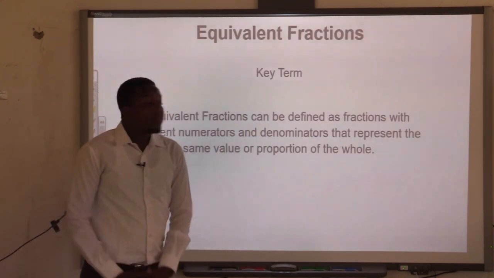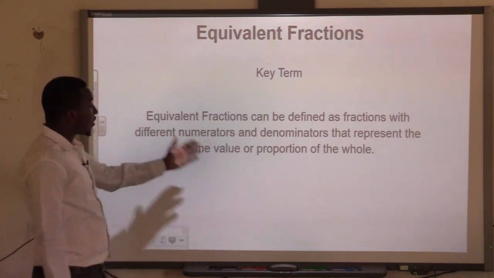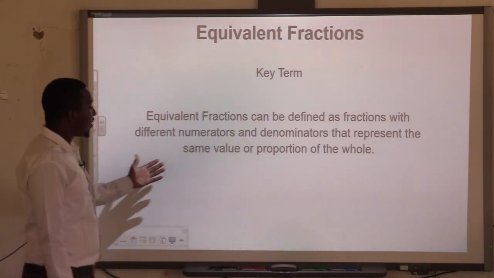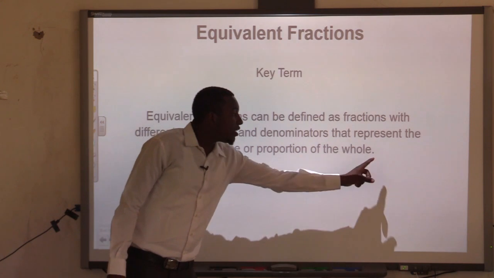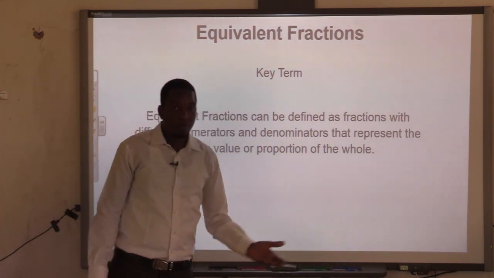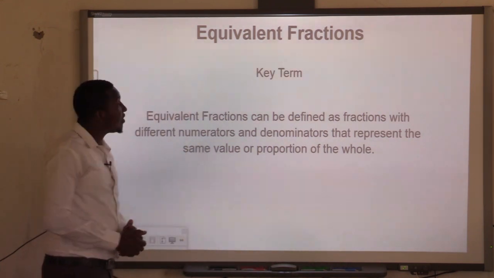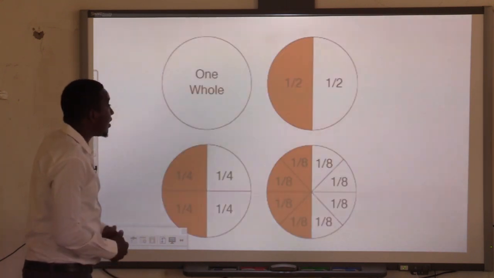Key terms, that is the definition of equivalent fractions. We say equivalent fractions can be defined as fractions with different numerators and denominators that represent the same value or proportion of a whole. We'll talk more on the definition of equivalent fractions in the next slide. We'll move right to the slide.